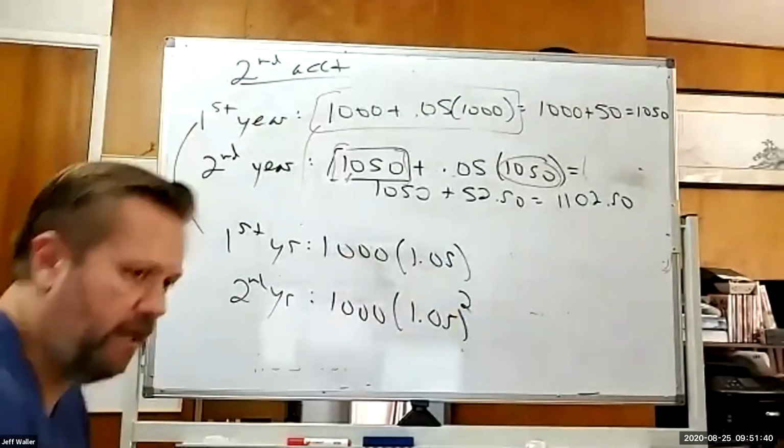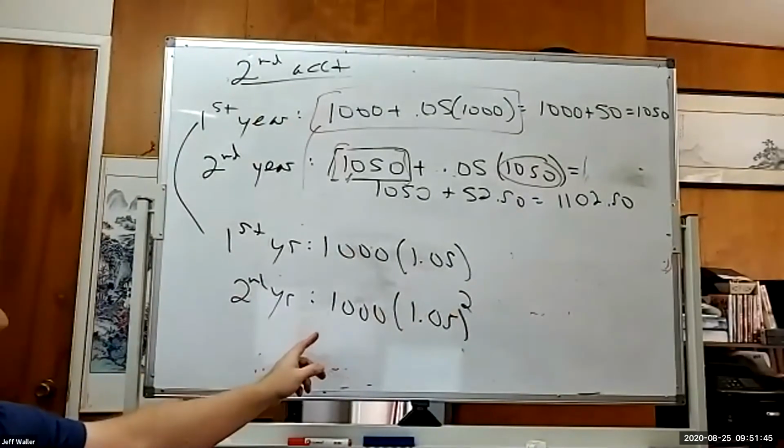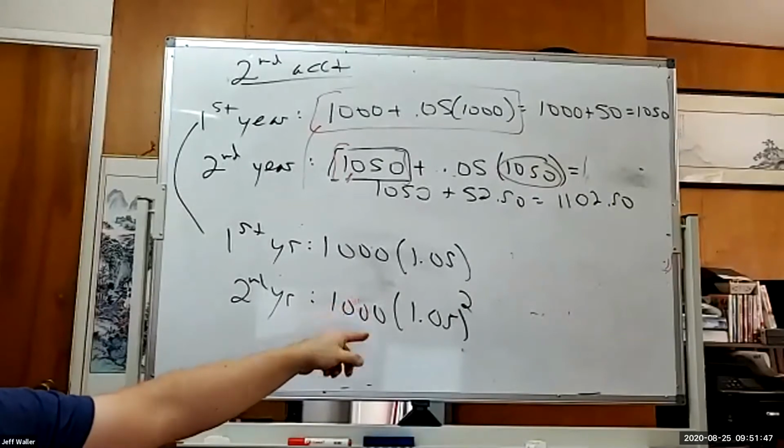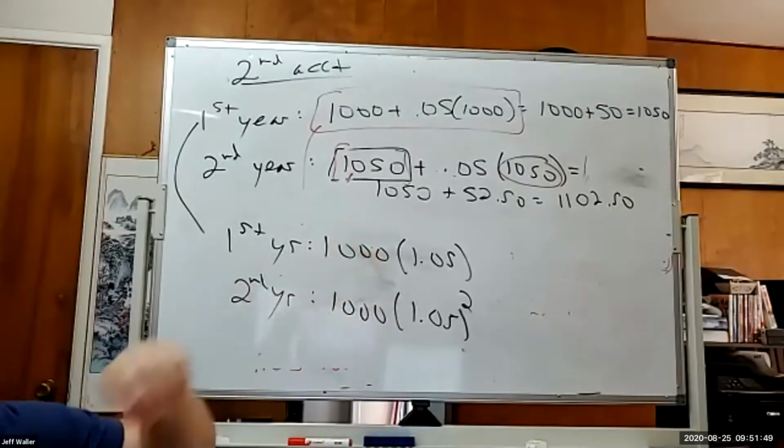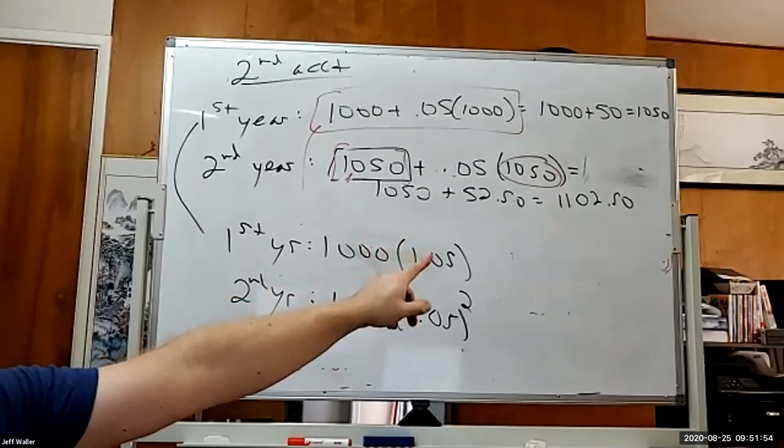Now double check that for me. Can you do that in your calculator? 1,000 times 1.05 to the second power. And it should be 1102.50.